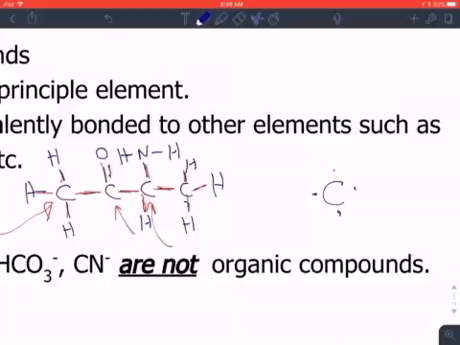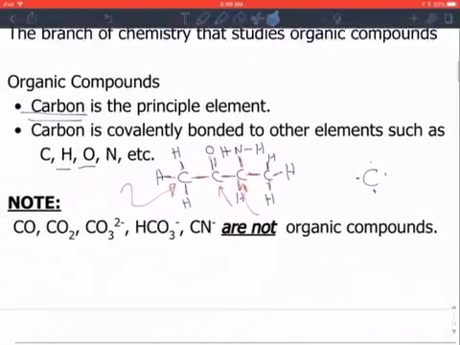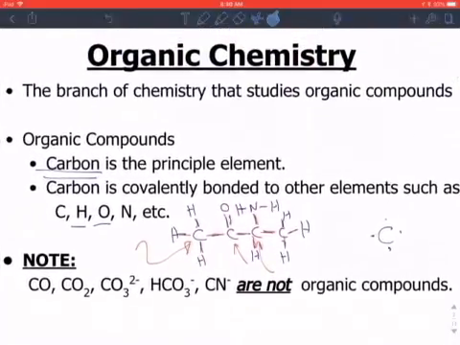Some other important information is that there are some carbon compounds that aren't organic. Carbon monoxide, carbon dioxide, that's a carbonate ion, that's a bicarbonate ion, and that's a cyanide ion. You can see that they're not organic compounds because in these molecules the carbon is not bonded to other carbons. So we need the carbon bonded to other carbons.